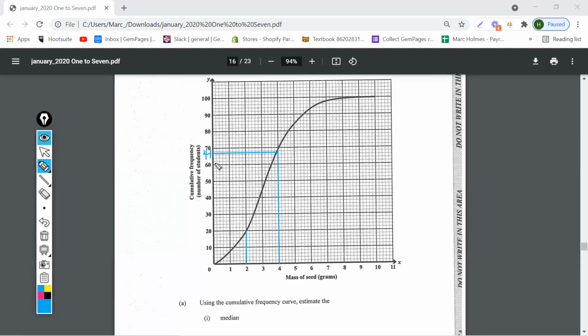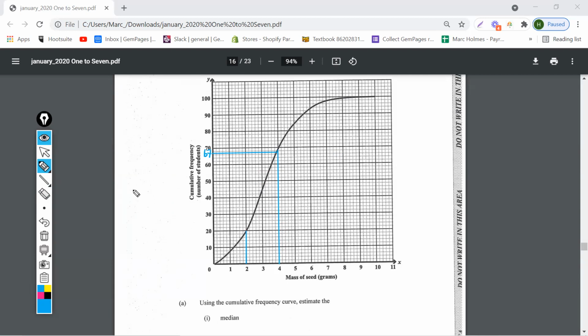60, 62, 64, 66, 67. All right, so 67. Sorry about that. I was confused. It's not 47. So it's 67 and here is 20.